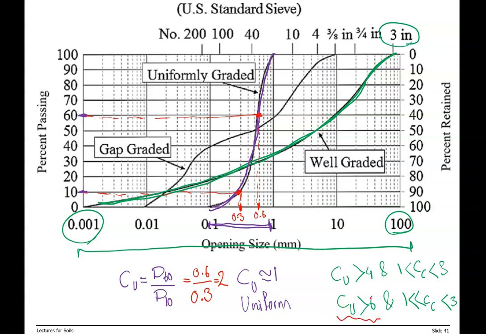And these are the requirements for sand and gravel. So Cu, if we say that this is a sand sample because it's less than 4 inch, then the Cu requirement is not satisfied, and this is a poorly graded sample. And we refer to it as a uniformly graded sample.